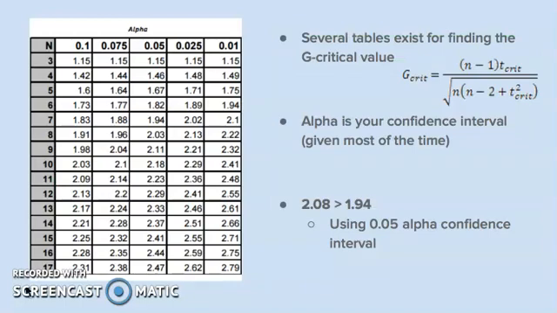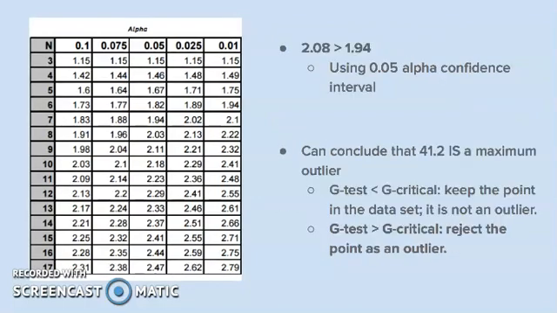Most of the time you're going to be given your alpha confidence level. In this case, I used 0.05, so I go down to 0.05 on the alpha confidence, and our sample size, we know n was 7. So the answer is 1.94, and from our G-test, which we got 2.08, we can say that 2.08 is greater than 1.94, leading to the conclusion that 41.2 is indeed a maximum outlier.